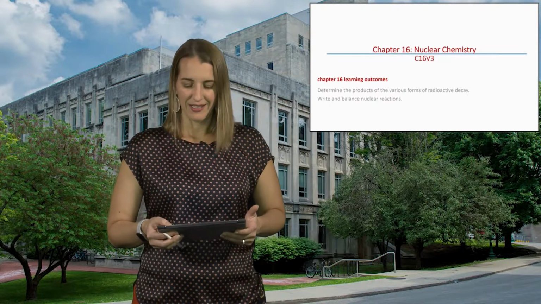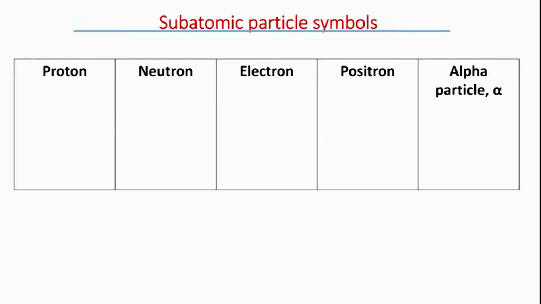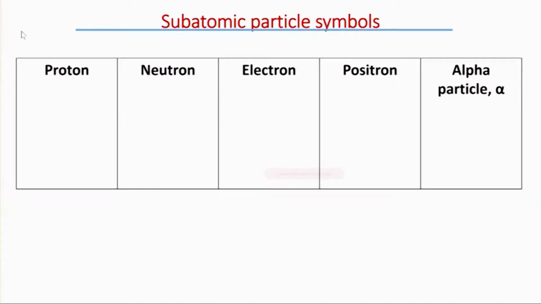Let's get going. In order to start, we need to look at subatomic particles, and some of this should be a review for you, especially when you see proton, neutron, and electron. So let's just write what the symbols are for these subatomic particles. So the first one is a proton, okay? We could draw this as a P, which is oftentimes what we see, and we put a 1 and a 1 here on the top and the bottom.